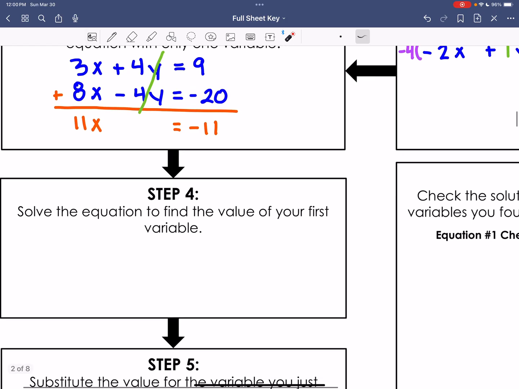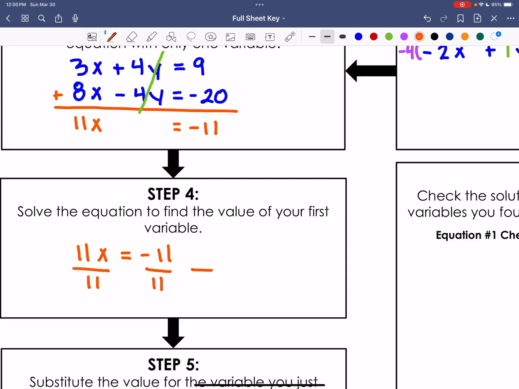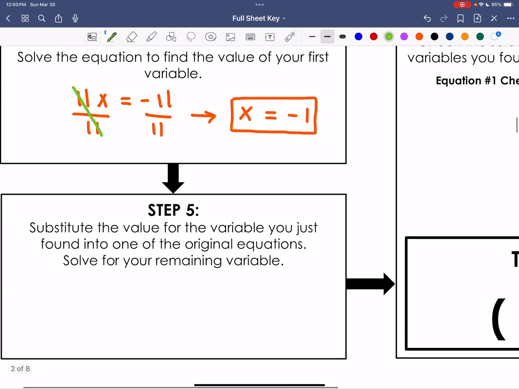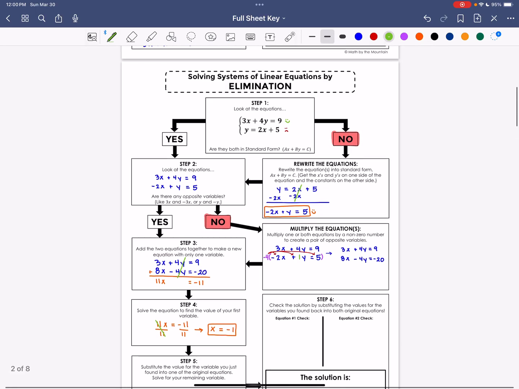So going to step 4, it says solve that equation to find the value of our first variable. So we have 11x equals -11. And again, I told you can do this in one step. So dividing both sides by 11 gives us x equals -1. So we found one of our two variables. To find our second variable, we are going to move on to step 5, which says substitute the value for the variable we just found into one of the original equations, and we will then solve for our remaining variable. So I'm going to go back to the top.